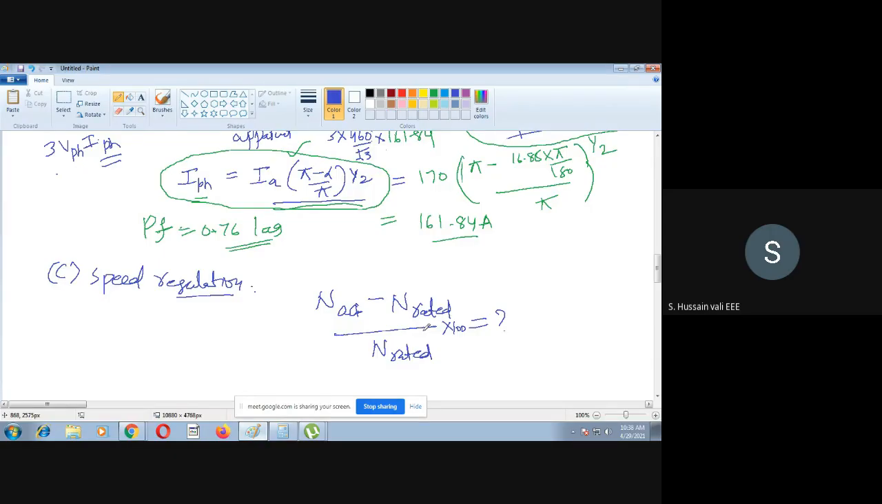So rated voltage minus the actual voltage divided by the rated voltage, or sometimes actual voltage minus rated voltage by the rated voltage, because it depends upon whether the actual voltage is more than the rated voltage or less than the rated voltage. It depends upon that. You will find out the difference in the numerator. So just like the voltage regulation, here also speed regulation is actual speed minus rated speed by rated speed into 100. So this is what you have to find out.